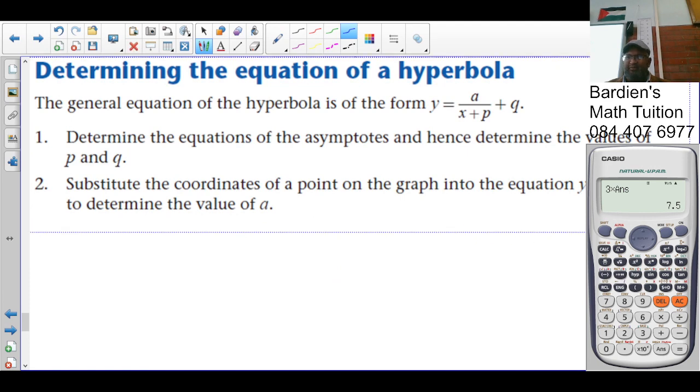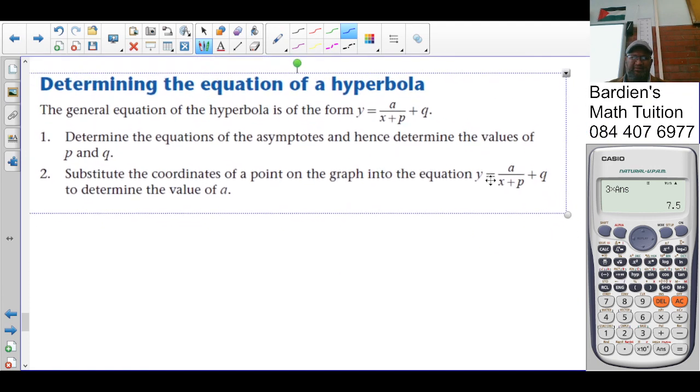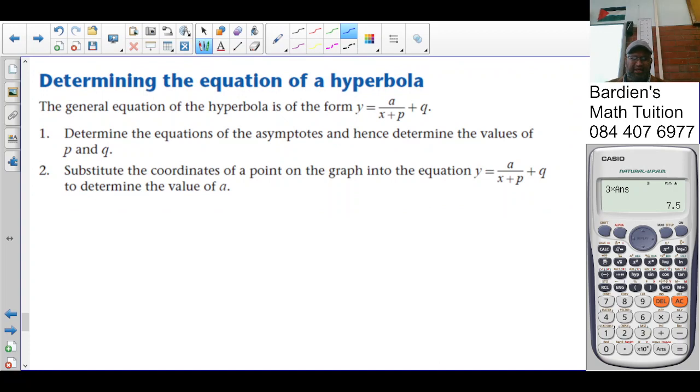Determine the equation of the hyperbola. We're reading from page 161, the example on page 161.